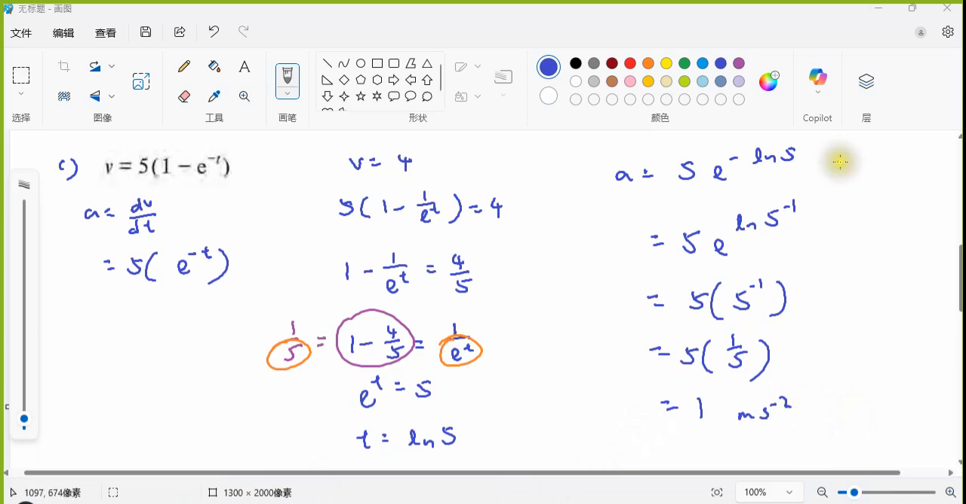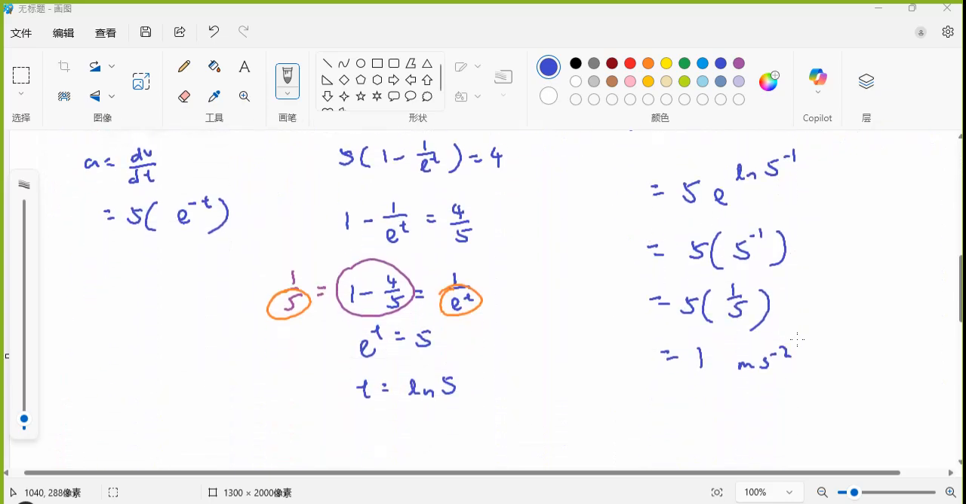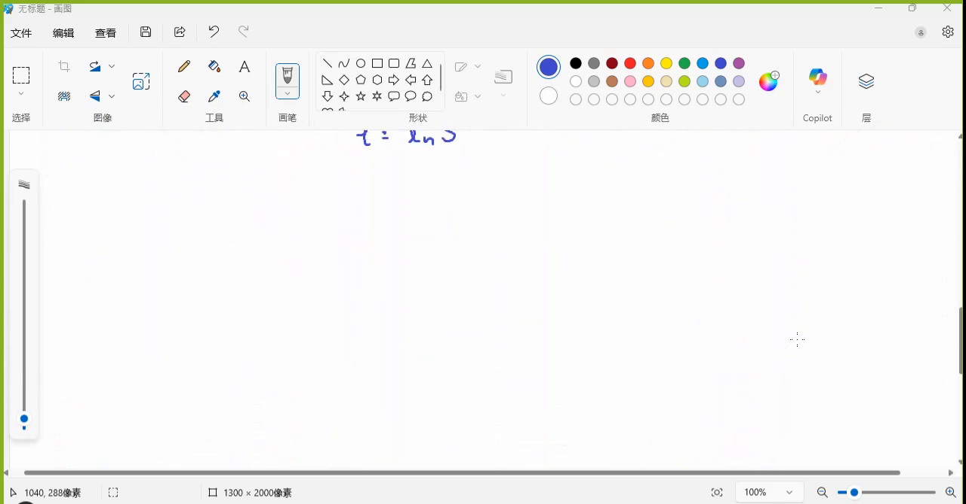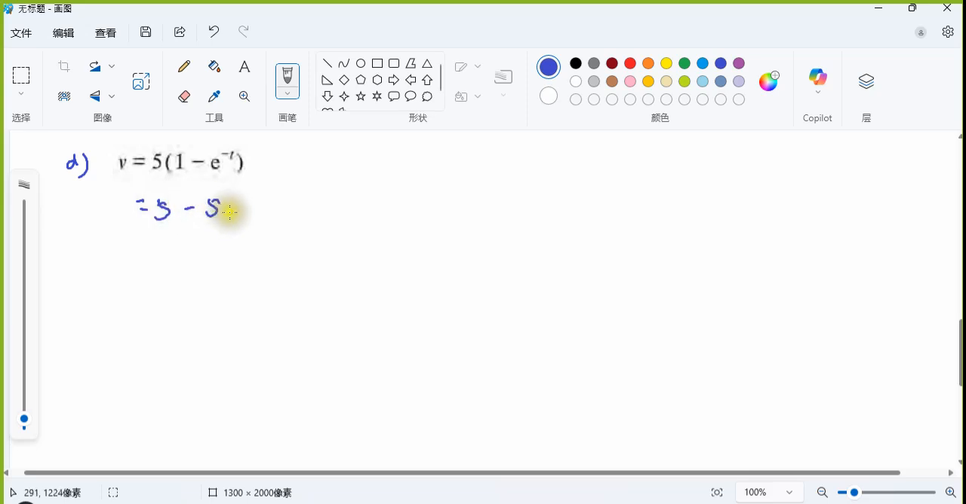And then D, sketch the v-t graph for the motion of the particle. We have 5 times (1 minus e to the power negative t). Here, we can rewrite this as 5 minus 5e to the power negative t.